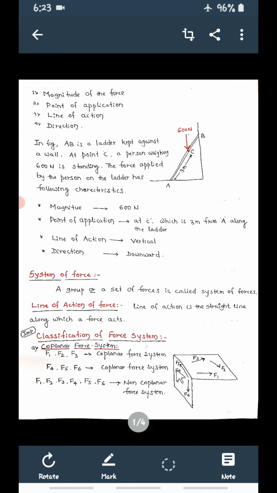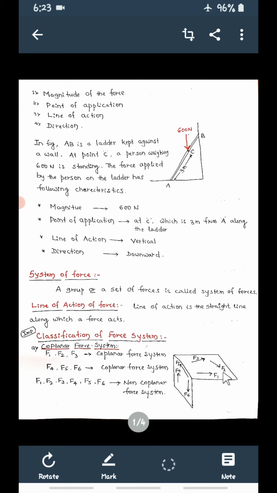Now again, if you consider only these three forces, that is F4, F5 and F6, these three forces are also acting in this plane, or on the same plane. Then these three are also called a coplanar force system.